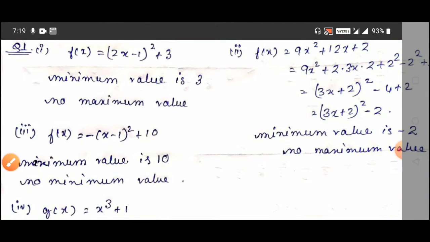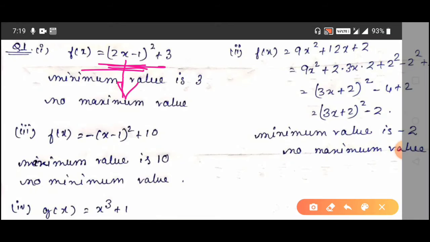Now if we talk about the maximum value, then we cannot find a maximum value because it is a square quantity, and with the increasing value of x, this (2x − 1)² will increase. Whenever this one increases, this one plus 3 will also increase. So we cannot find the maximum value.